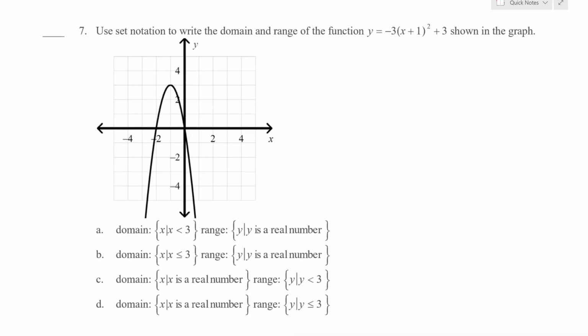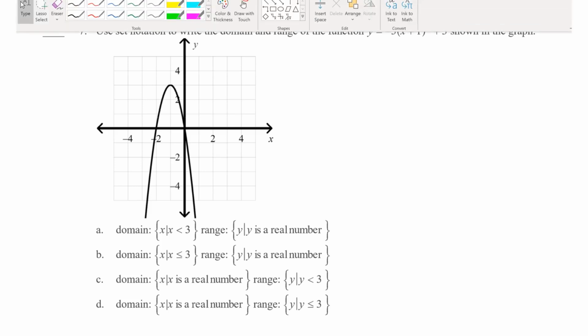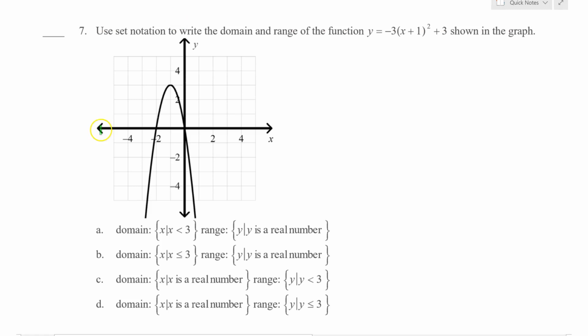Number 7 was a problem that was missed by a lot of folks. It says use set notation to write the domain and the range of the function y equals -3 parentheses x plus 1 raised to the second power plus 3 shown in the graph. So the domain will be the set of all the real numbers in the x value.